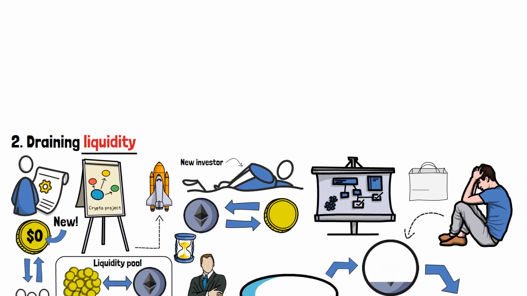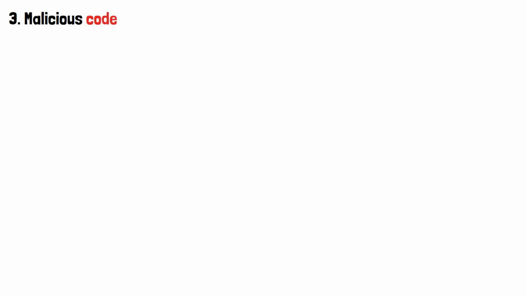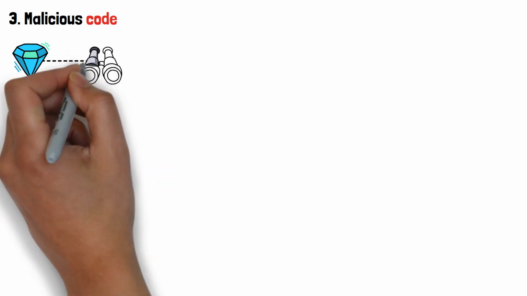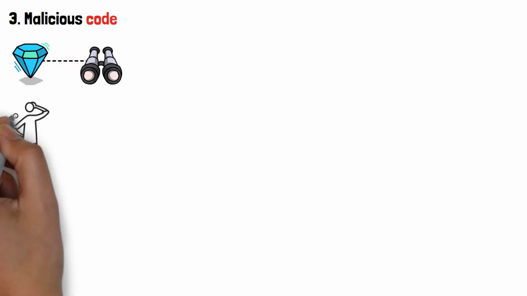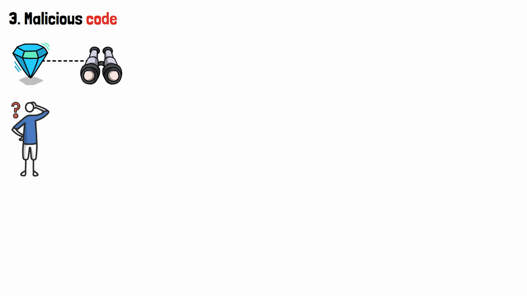Now, the third type of rug pulls has to do with malicious project code. Admittedly, it's one of the rare types of rug pulls. This doesn't mean it doesn't still happen though. Since it's a bit rare, it might even be overlooked, since not that many people know that this is even possible in the first place.